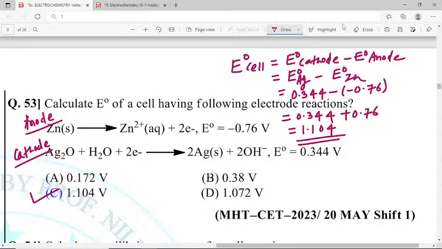Please cross check, is it correct? Anode and cathode. Anode is zinc, silver is cathode. So cathode minus anode, silver minus zinc. So silver has a value, how much value given for silver? 0.344 minus zinc has a value minus 0.76. So minus minus become plus. So 0.344 plus 0.76, 1.1 volt.